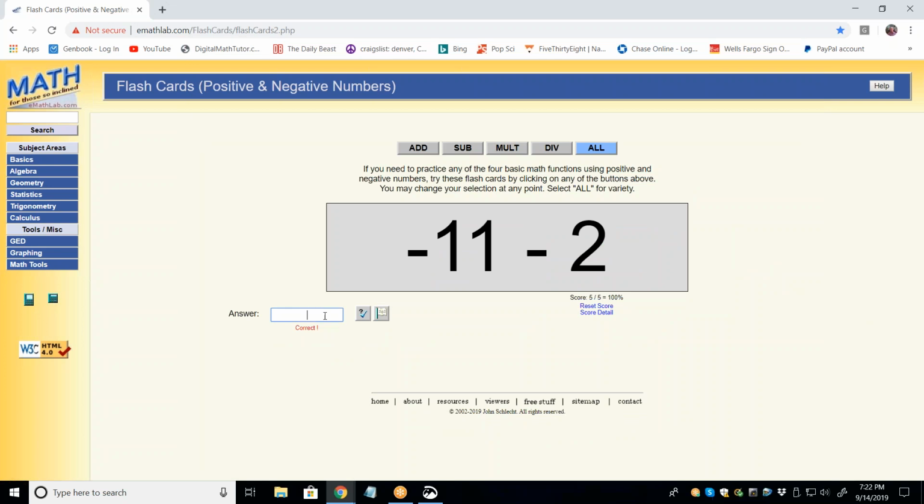Negative 12. Negative 13. Oh, yeah, 13. Sorry. Go ahead. Now, multiplication and division are different. When you have two negatives there, it's a positive. That's what's confusing you, is you're mixing up addition with multiplication. What's the sign going to be here? Positive. Correct. What's the number?